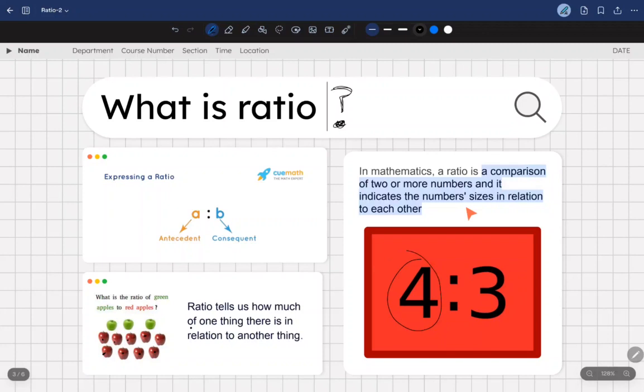This number, 4:3, is a ratio. This symbol, the colon, is read "to". So when we read it, we should read it "4 to 3". Like that. This number, the left one, is called the antecedent. This second one is called the consequent.